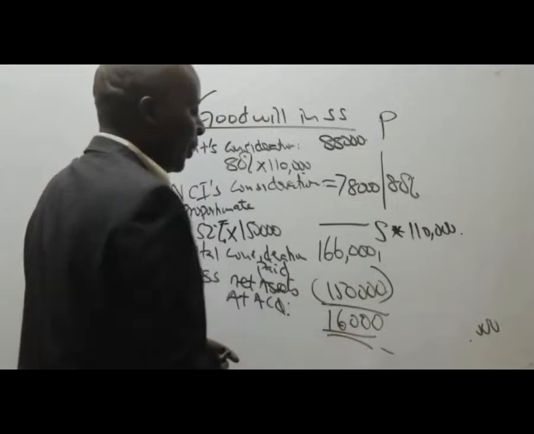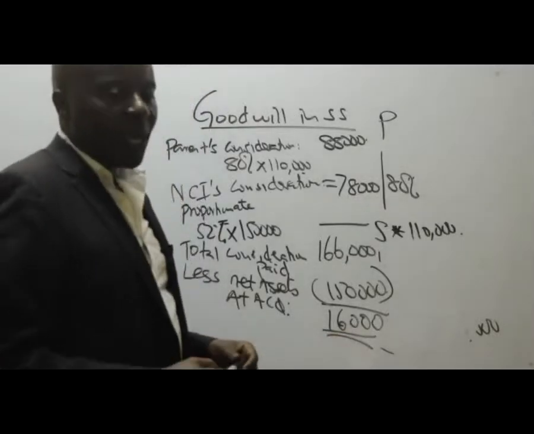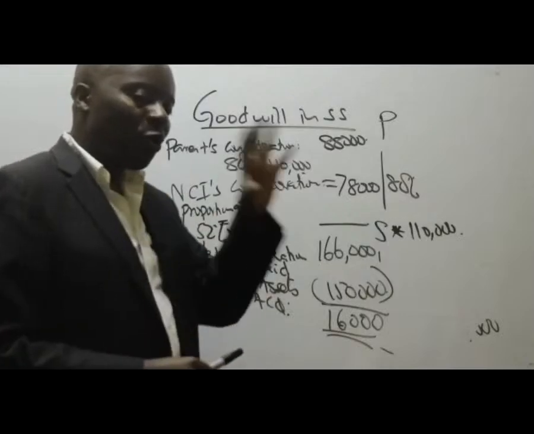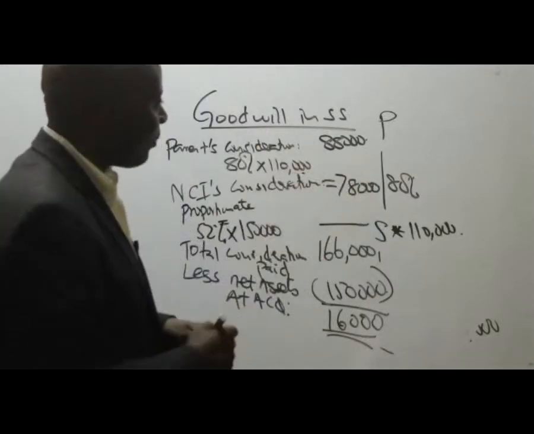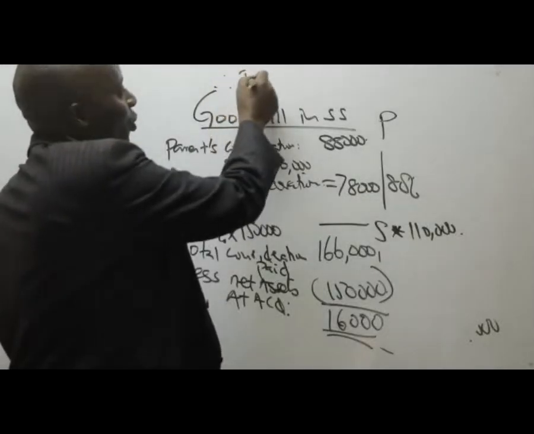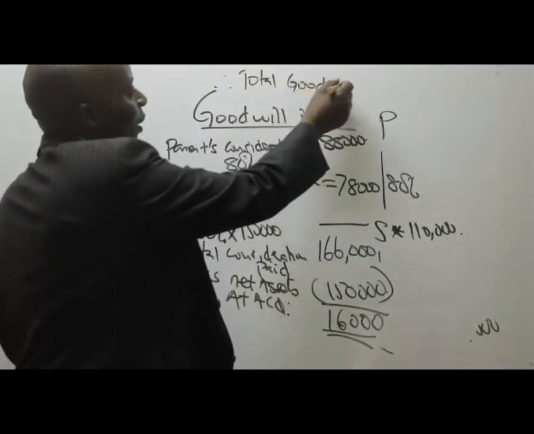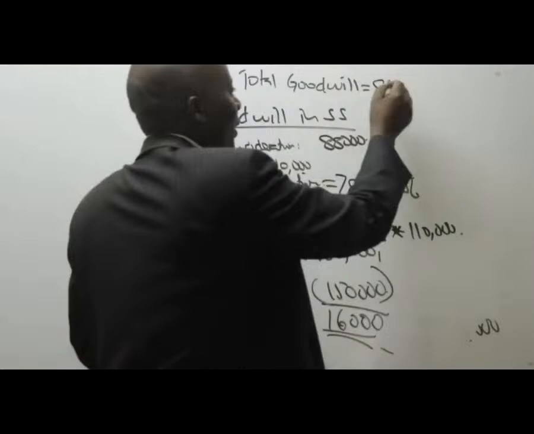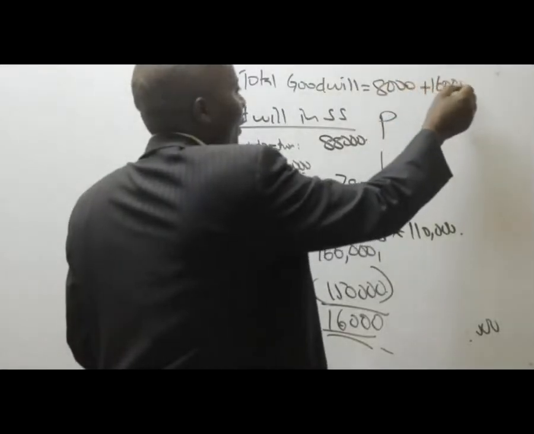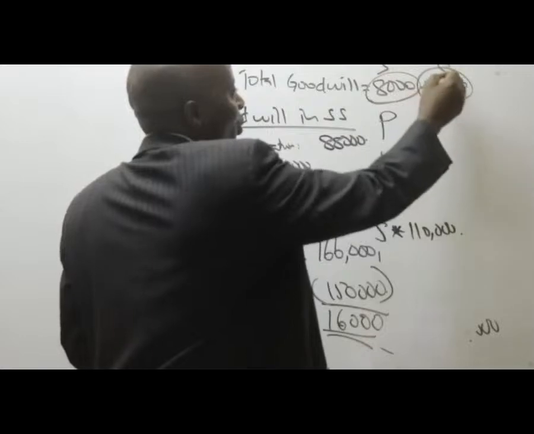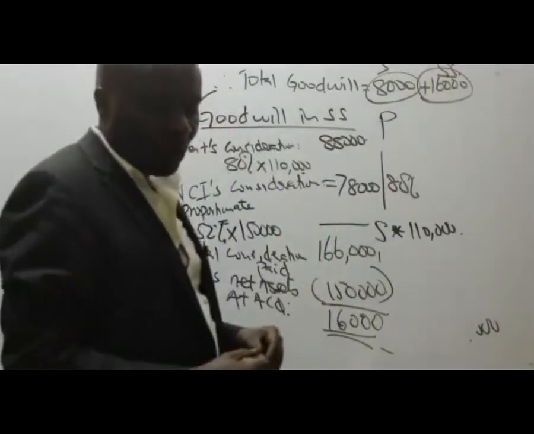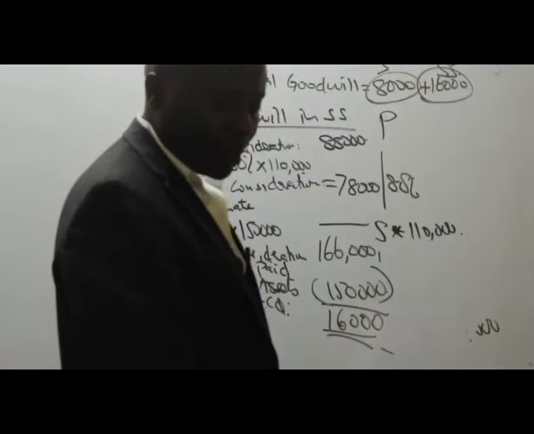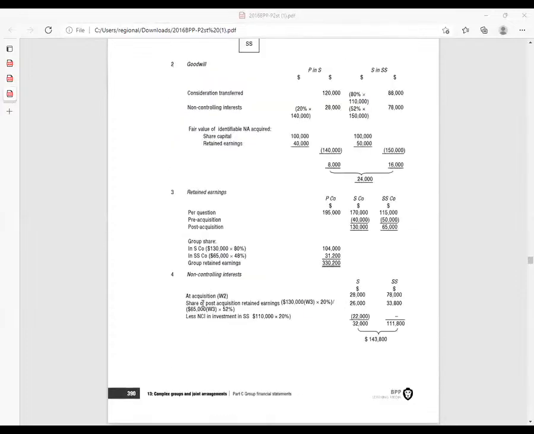So the goodwill will be equal to what here, somebody? 16,000. And therefore, the total goodwill which I'll take to my group statement of financial position will be the sum of the two. Therefore, the total goodwill will be equal to 8,000 plus 16,000. This is the goodwill of S. This is the goodwill of SS. That's how they got this figure of 24,000 here.